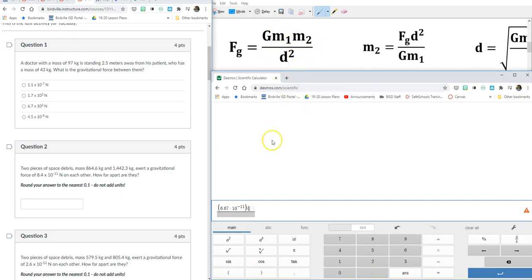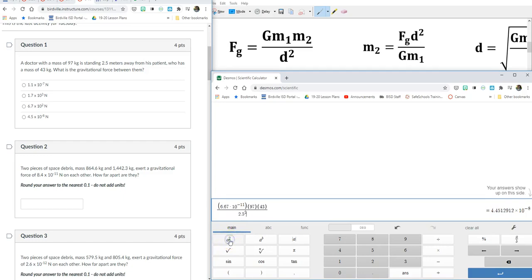Mass 1 and Mass 2, it doesn't matter which one is which as long as you have them both in there. You can call either one of them 1 or 2. So my first mass is 97 kilograms. And then my second mass is 43 kilograms. So that's my G times M1 times M2. On the bottom of my fraction is my distance squared. So I'm going to put in 2.5. And then this A to the 2, or A squared, is going to square that number for me.